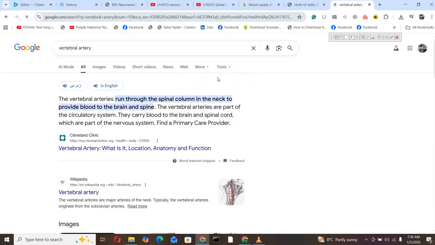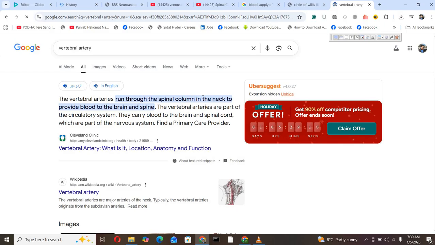Vertebral artery. Vertebral arteries run through the spinal column in the neck to provide blood to the brain and the spine. The vertebral arteries are part of the circulatory system, which we call the cardiovascular system, and the heart and the lungs and the organs involved in it.